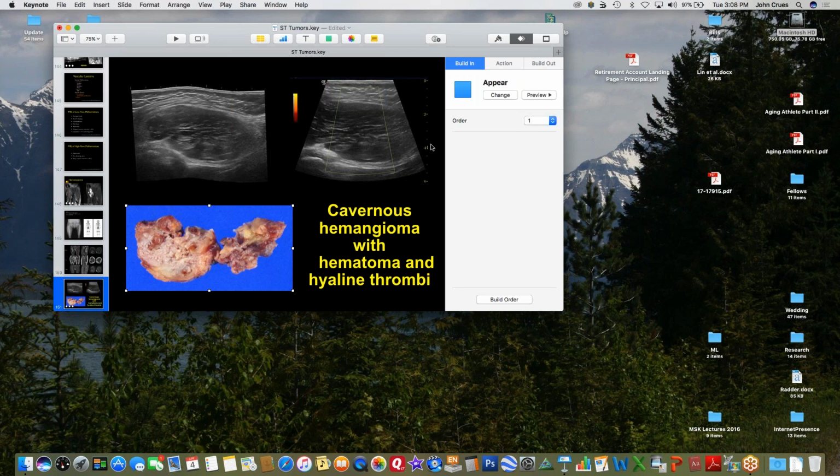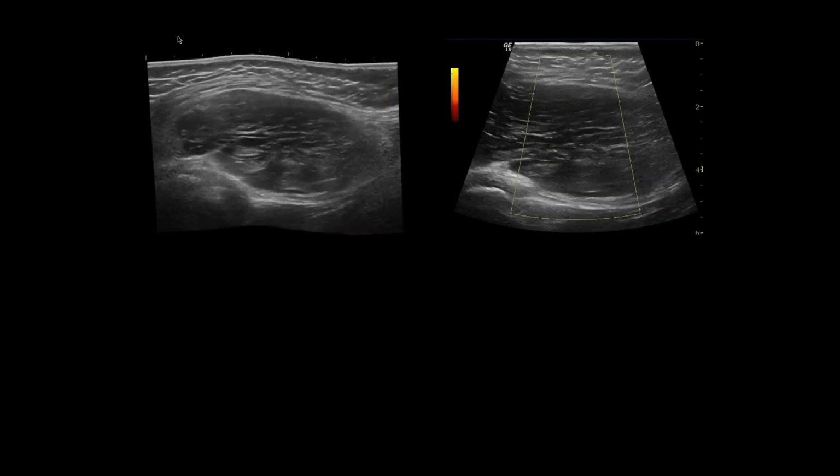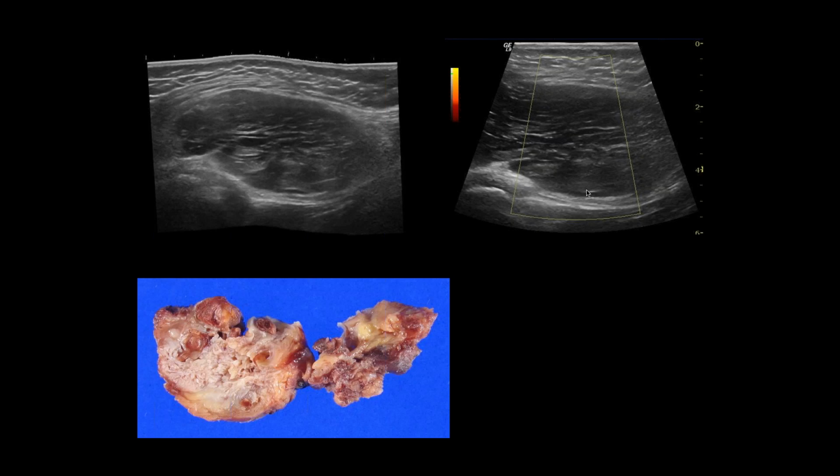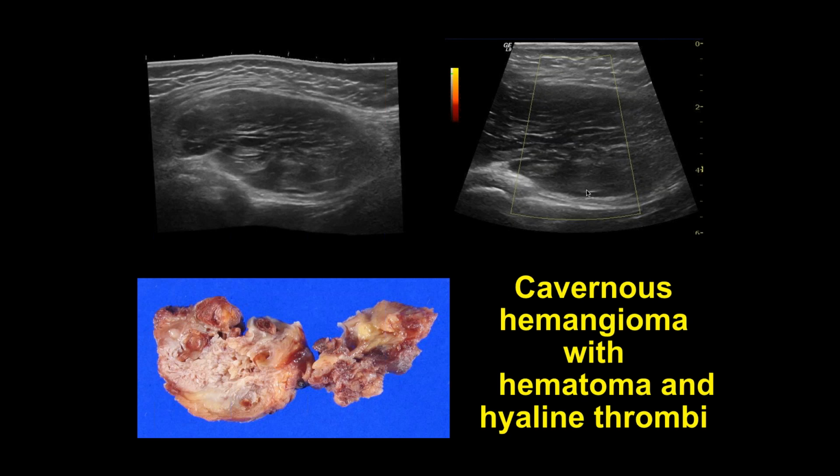So on ultrasound, we have a well-rounded structure that has linear areas of hyperechoic septations and is heterogeneous in echotexture overall. What kind of flow do you see in it? Let's see. There's no flow in it. So this is a low-flow state vascular malformation. So okay, maybe a hemangioma. That's what the pathology looks like. And this is a cavernous hemangioma, so another probably venous-side malformation. And it's a hematoma with a lot of thrombi within it.